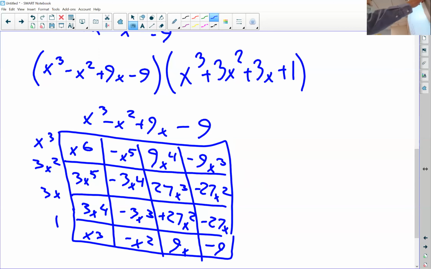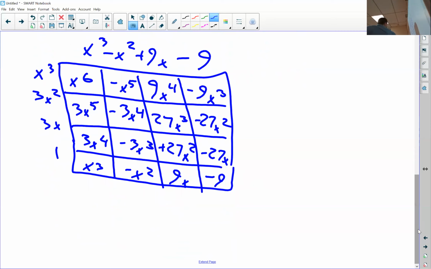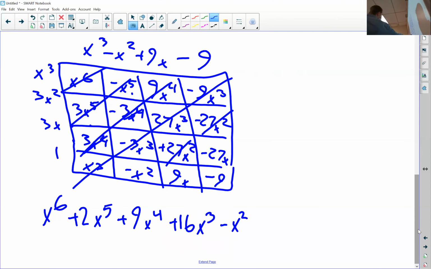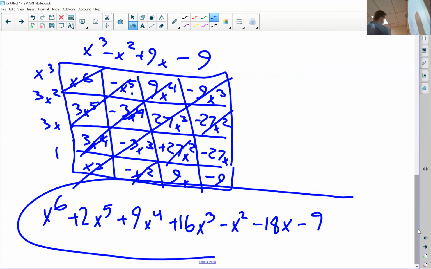Okay, now combine all the like terms. So x to the 6. Notice how I've set this up in order, arranged. That cancels that. 27 minus 9 is 18, minus 3, plus 1. Negative 27, positive 27. Wow. Negative x squared, negative x squared, plus 9x, plus 18. Oh, I forgot something. That is a lot of stuff. So that's your final answer? That is my final answer.